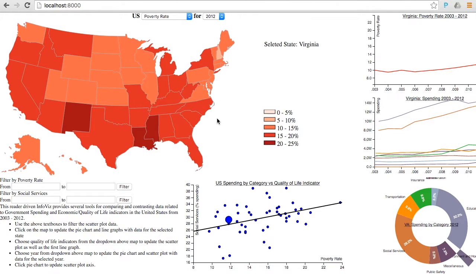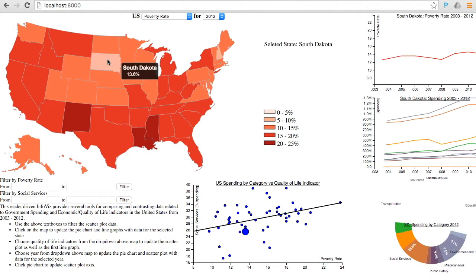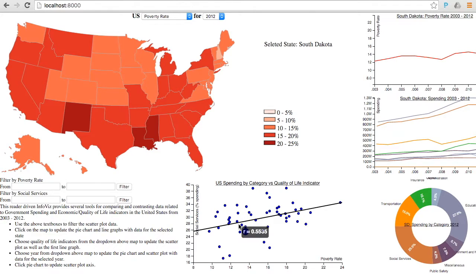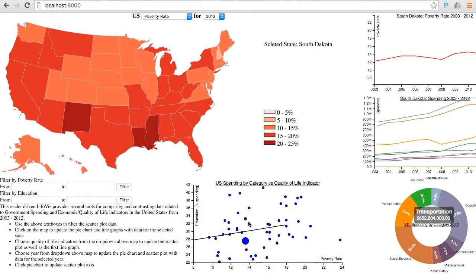Okay, so we knocked out that first question for one state, but we could do this for all 50 states if we wanted to. And now the second question was, is there a correlation between spending in education and poverty rate? All right, so we can just go straight to our scatter plot. Right now the y-axis is social services, but we want that to be education. So when we click on education in the pie chart, the y-axis changes. And now we can see the different dots.